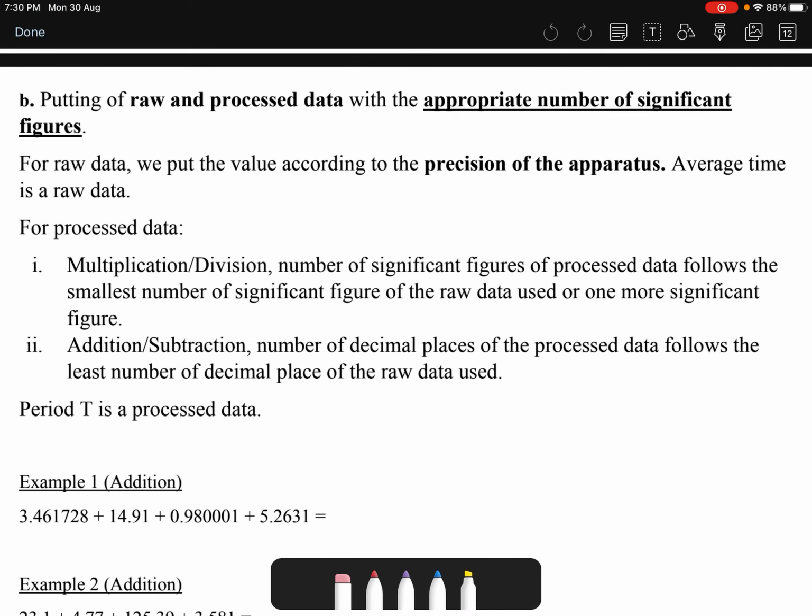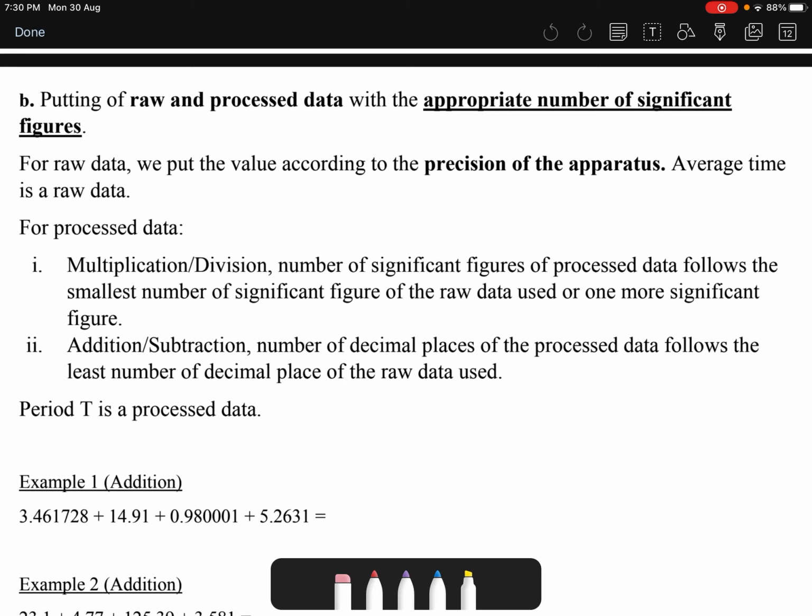Alright, so next we'll be putting our raw and processed data with appropriate number of significant figures, and of course not to forget our decimal places. So remember, for this video, I believe will be the most important one, because this is where the majority of the marks will be given. Okay, so they will look at how many SF you give me, how many DP you give me. So if you give them wrong SF, wrong DP, they will not award you the mark.